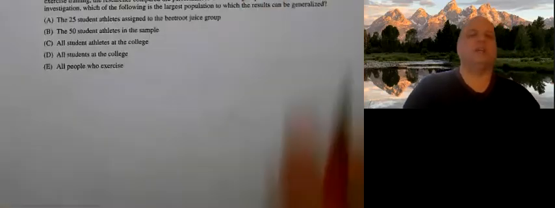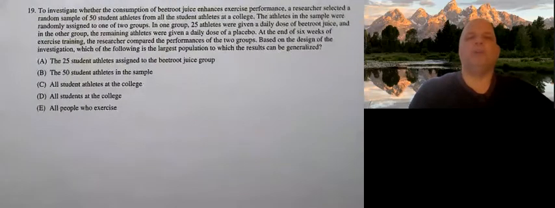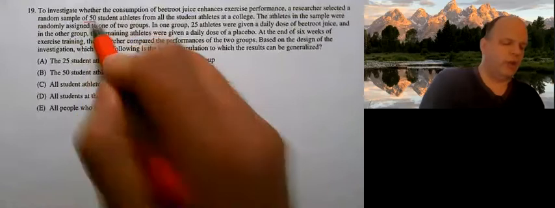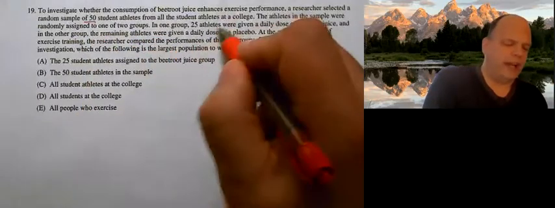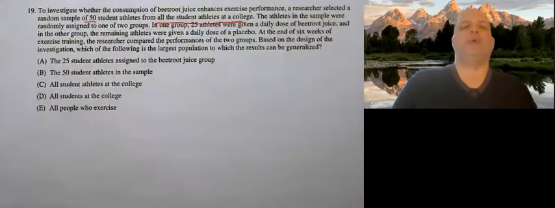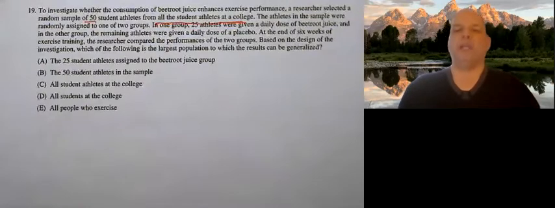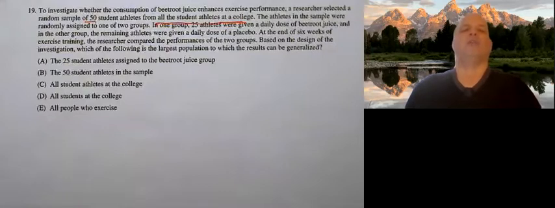All right, moving on to 19. To investigate whether the consumption of beetroot juice enhances exercise performance, a researcher selected a random sample of 50 student athletes from all the student athletes at a college. All student athletes at a college, that's important. The athletes in the sample were randomly assigned to one of two groups. In one group, 25 were given a daily dose of beetroot juice. In the other group, the remaining athletes were given a daily dose of a placebo. At the end of 6 weeks of the exercise training, the researchers compared the performances of the two groups.